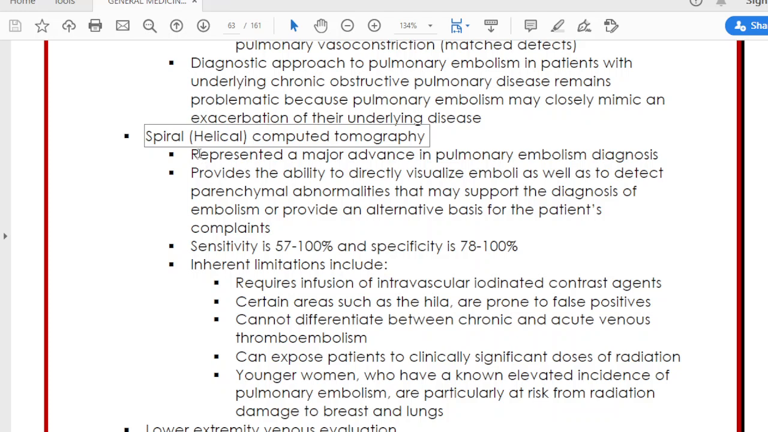Spiral, helical, computed tomography represented a major advance in pulmonary embolism diagnosis. Provides the ability to directly visualize emboli as well as to detect parenchymal abnormalities that may support the diagnosis of embolism or provide an alternative basis for the patient's complaints. Sensitivity is 57 to 100% and specificity is 78 to 100%.